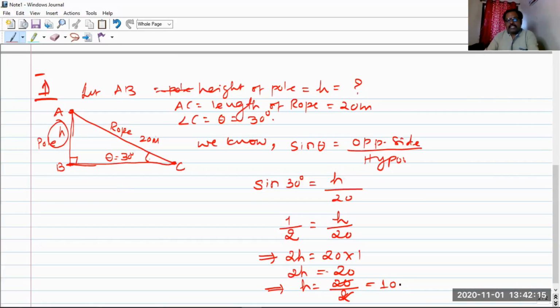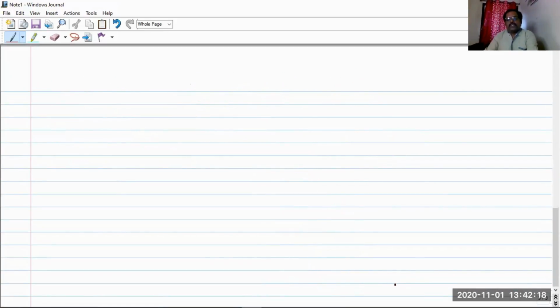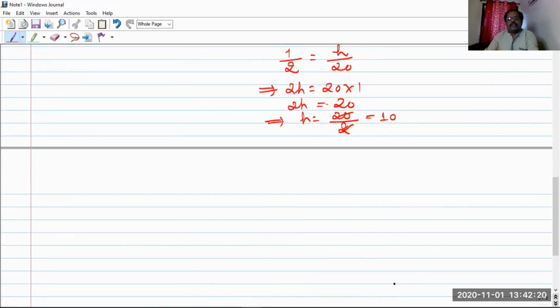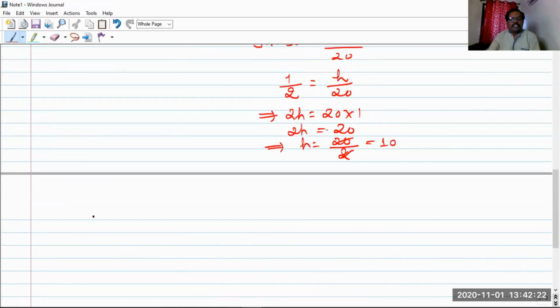But what is H? H is the height of the rope. So we can write the answer finally: the height of the rope is equal to 10 meters. So students, did you understand this example?